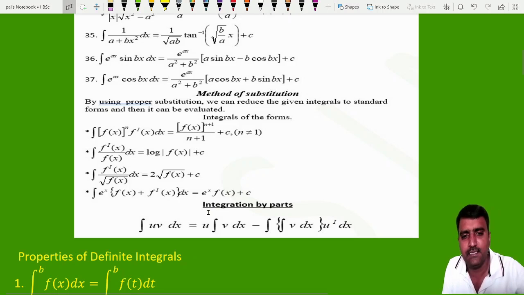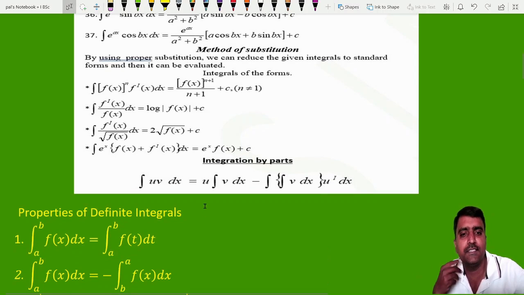And one more integration formula is integration by parts, the integration of a product. The integration of u into v is equal to u into integration of v minus integration of v into differentiation of u into dx. It is a very important formula. Many times you are using this one. If you want to find the integration of a product, usually we use this formula: u into integration of v minus integration of v into differentiation of u dx.